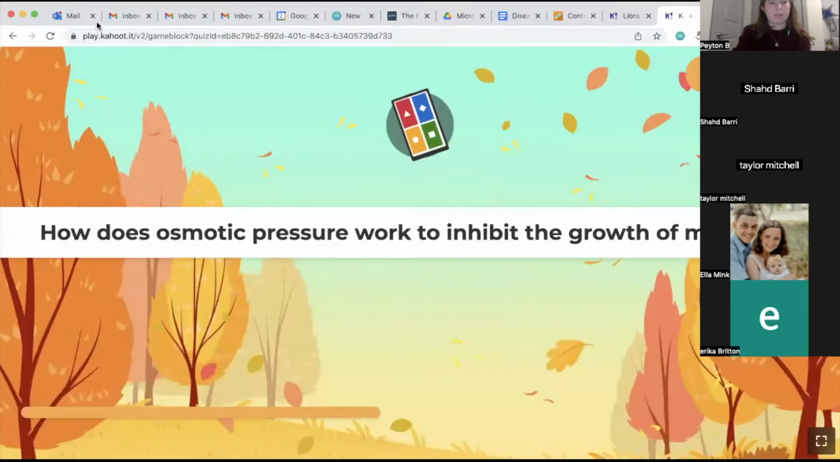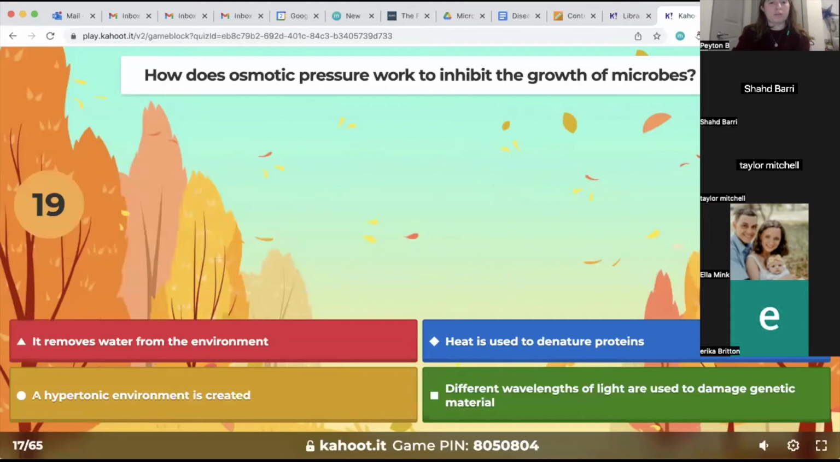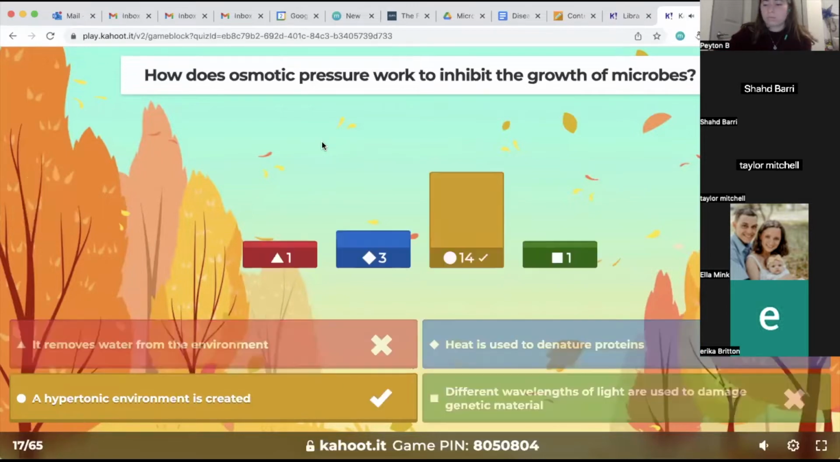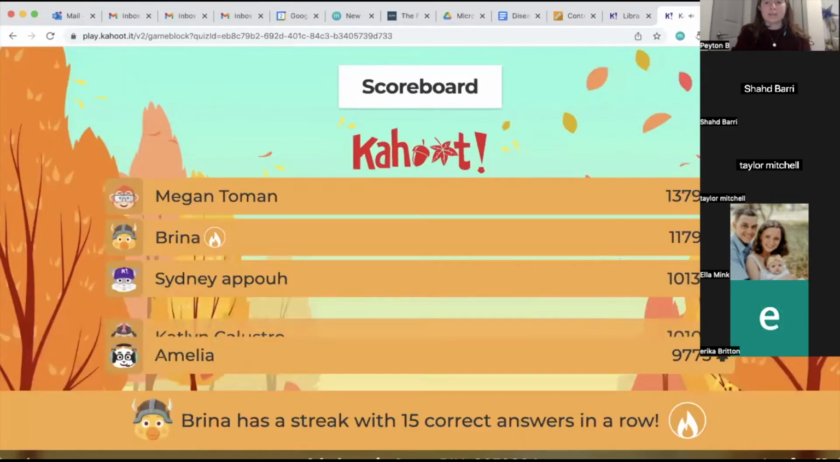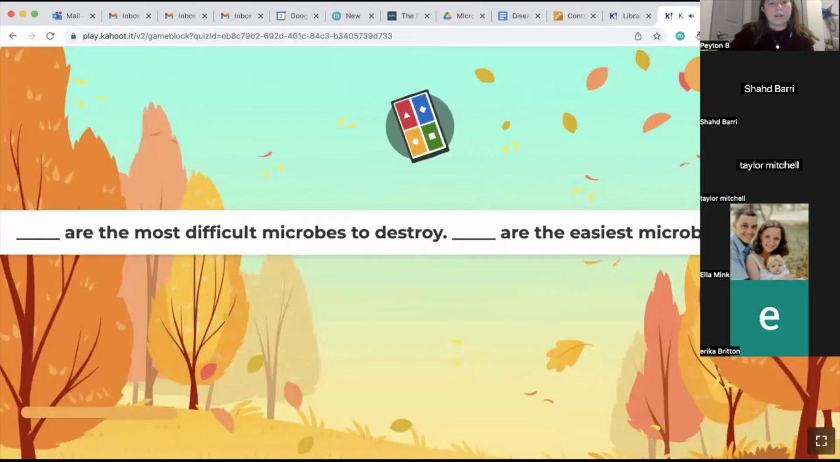All right. How does osmotic pressure work to inhibit the growth of microbes? Yep, a hypertonic environment is created. Very good job. And the bacteria cannot live in those. Right.